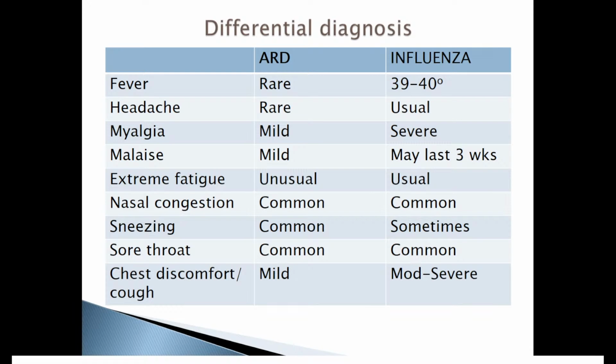Both these diseases, common cold and influenza, may lead to nasal congestion; sneezing is more typical for upper respiratory infection. Chest discomfort is more severe in influenza. Influenza more commonly affects the lower respiratory tract compared with ARDs.